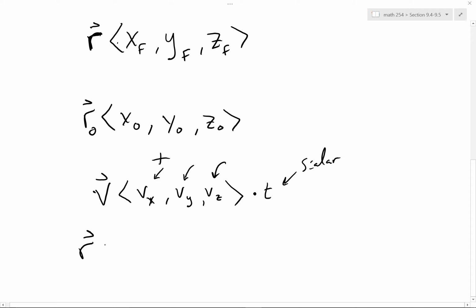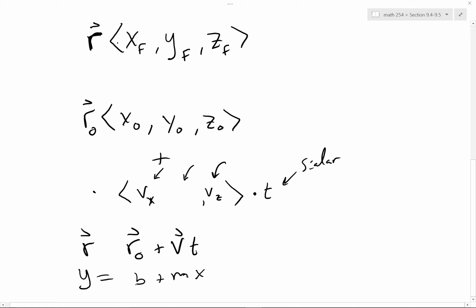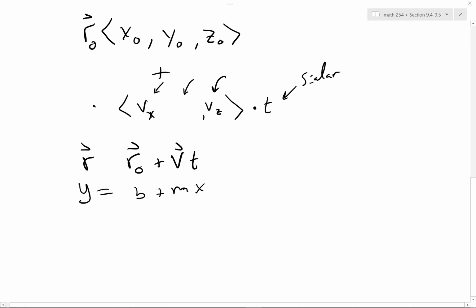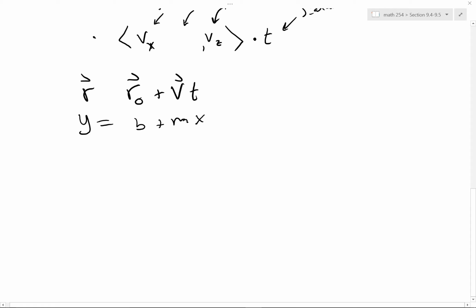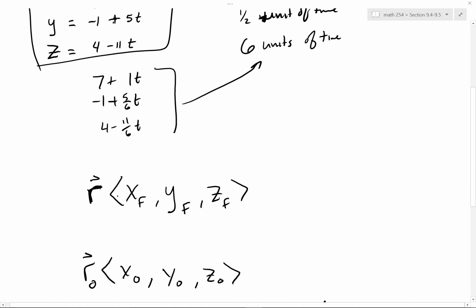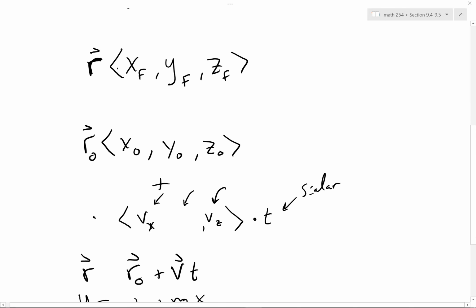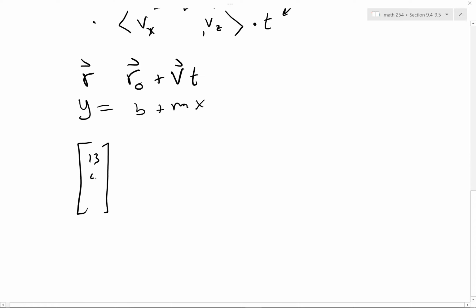And so your book comes up with this equation right here. This right here looks an awful lot like to me y equals mx plus b. This is nothing more and nothing less than what you did in algebra 1. The only difference being is I could write this vector over here as the vector that I want to go to. And the vector that I wanted to go to is 13, 4, negative 7. That's where I want to get to.